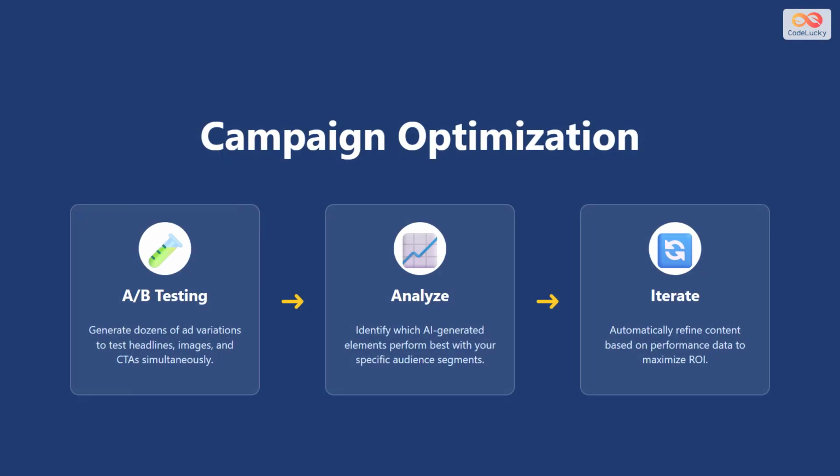Optimization is where scale truly happens. With generative AI, you can run A/B testing on a massive level. Instead of testing 2 headlines, you can test 20. You can analyze the performance of these variations and have the AI iterate on the content automatically, refining the message to maximize your return on investment.